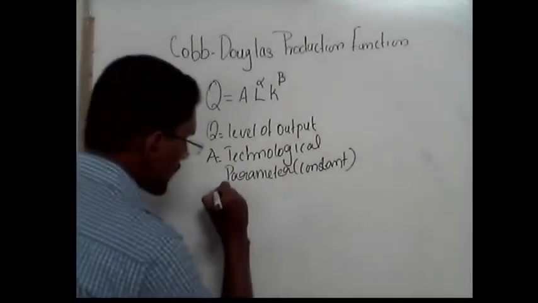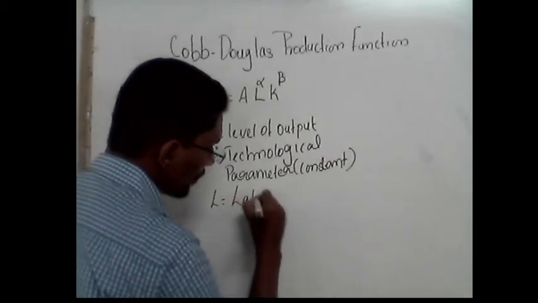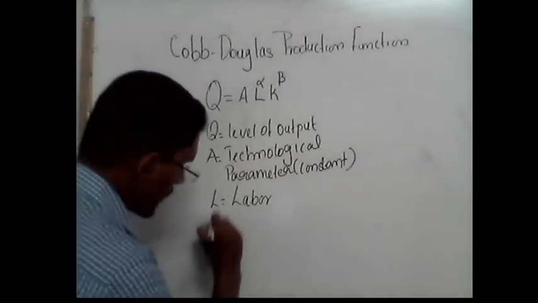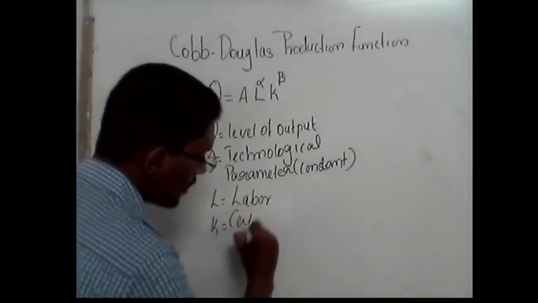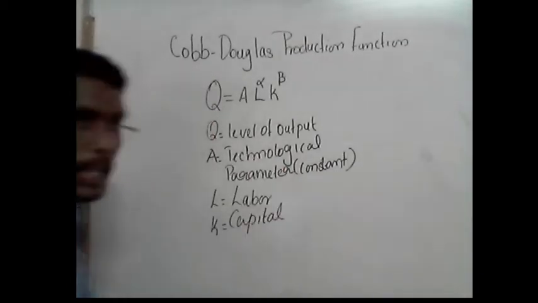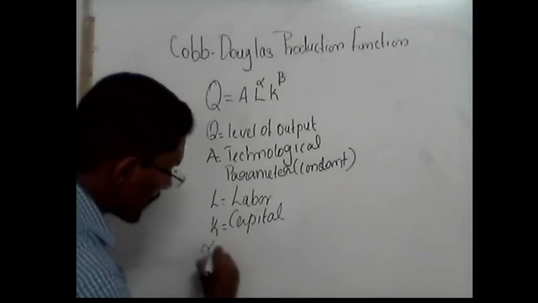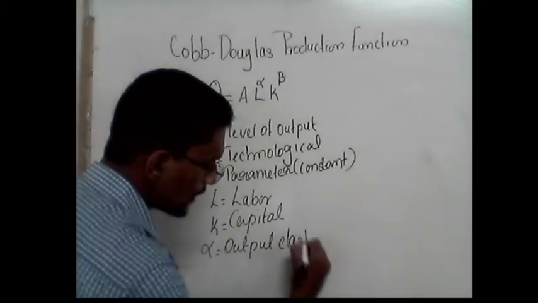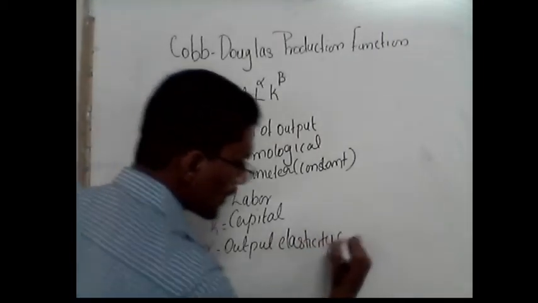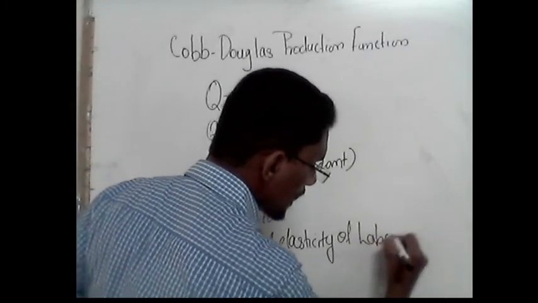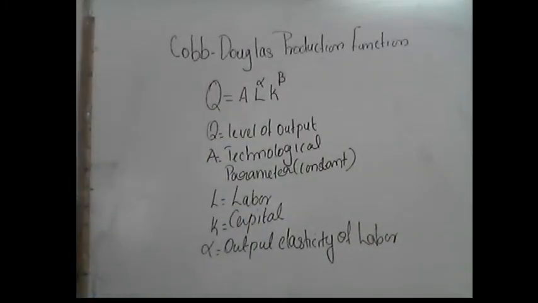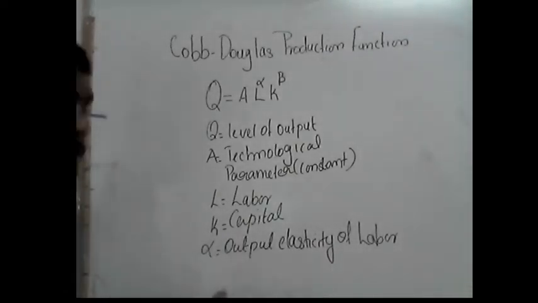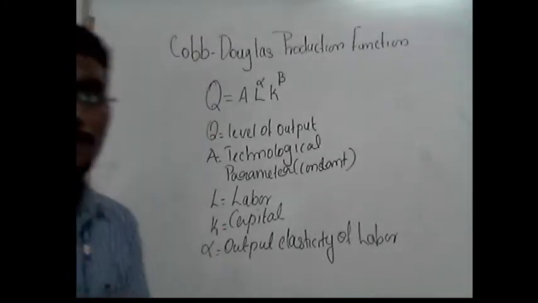The next factor is L, the amount of labor force used for producing the level of output Q, and K is the amount of capital used for producing that particular level of output. Alpha represents the output elasticity of labor, by keeping capital as constant. This output elasticity of labor represents to what extent the level of output is increased by using a single unit of extra labor force.